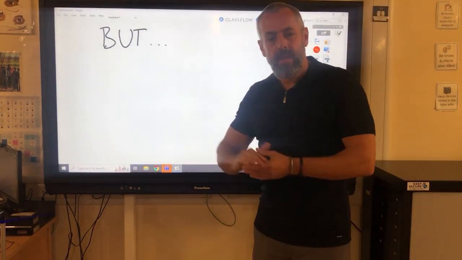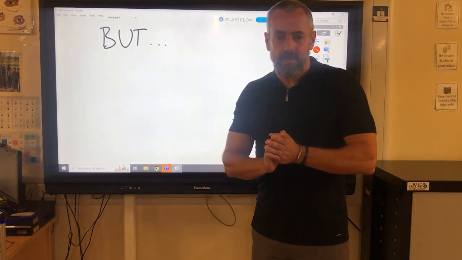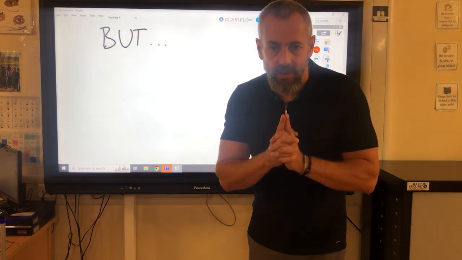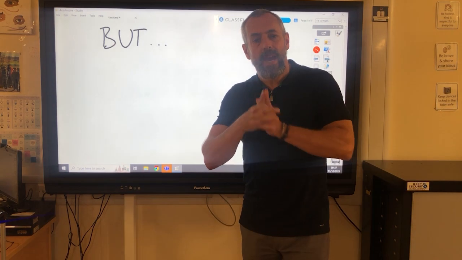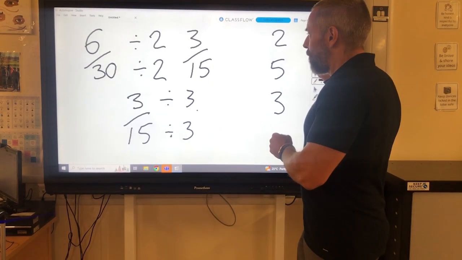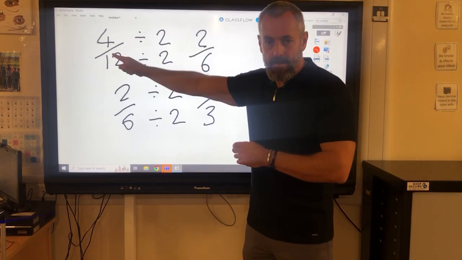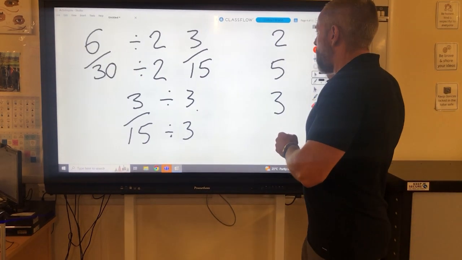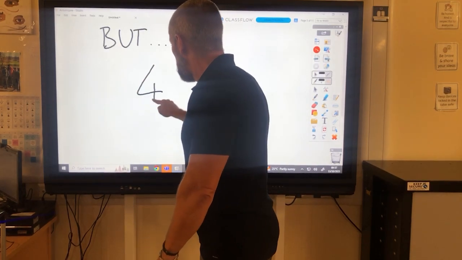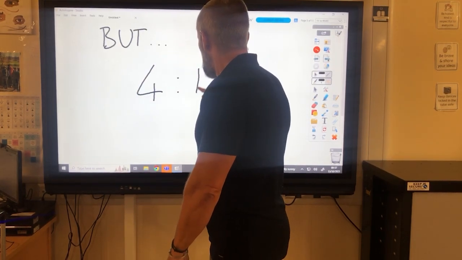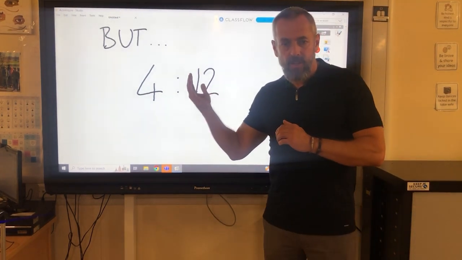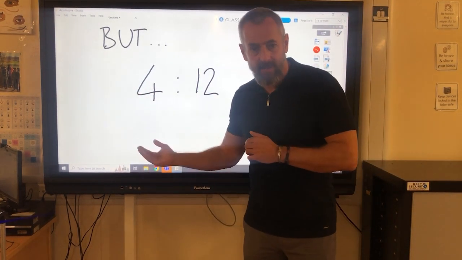But those aren't ratios, those are fractions. So your first real key bit of stickability here is what a ratio actually looks like. Because this is not what a ratio should look like. Okay? 4/12 as a ratio should be presented as 4:12. That is what a ratio actually looks like. And it's really important that you recognise that.